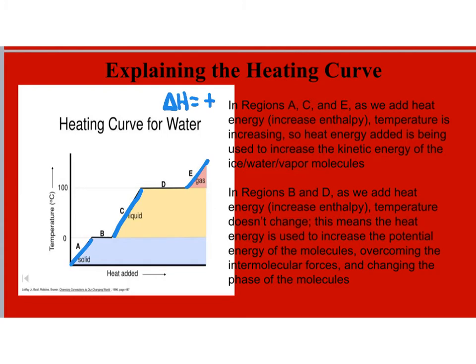In regions B and D, when we add heat energy, so we're increasing enthalpy, once again delta H is still positive. The temperature doesn't change. What it means is that the heat energy is being used to increase the potential energy of the molecules. In other words, we're breaking intermolecular forces here so the molecules can move faster. That's why the temperature doesn't change when we change phase. So change phase is no change in temp. And if there's nothing else you get out of this, like I said, when substances change phase, they don't change temperature.